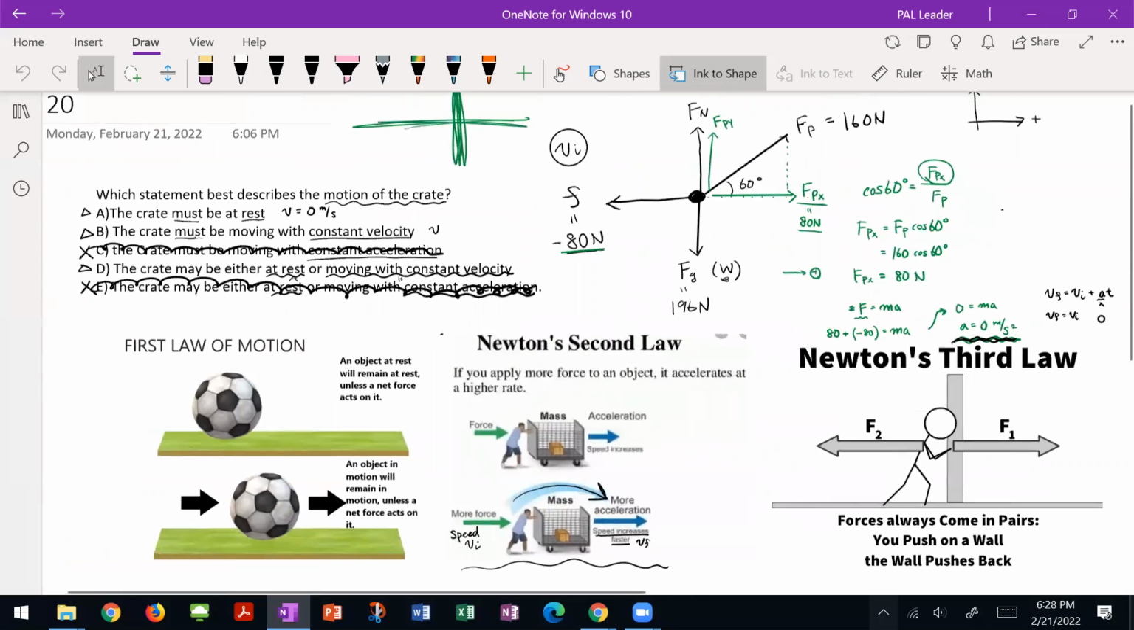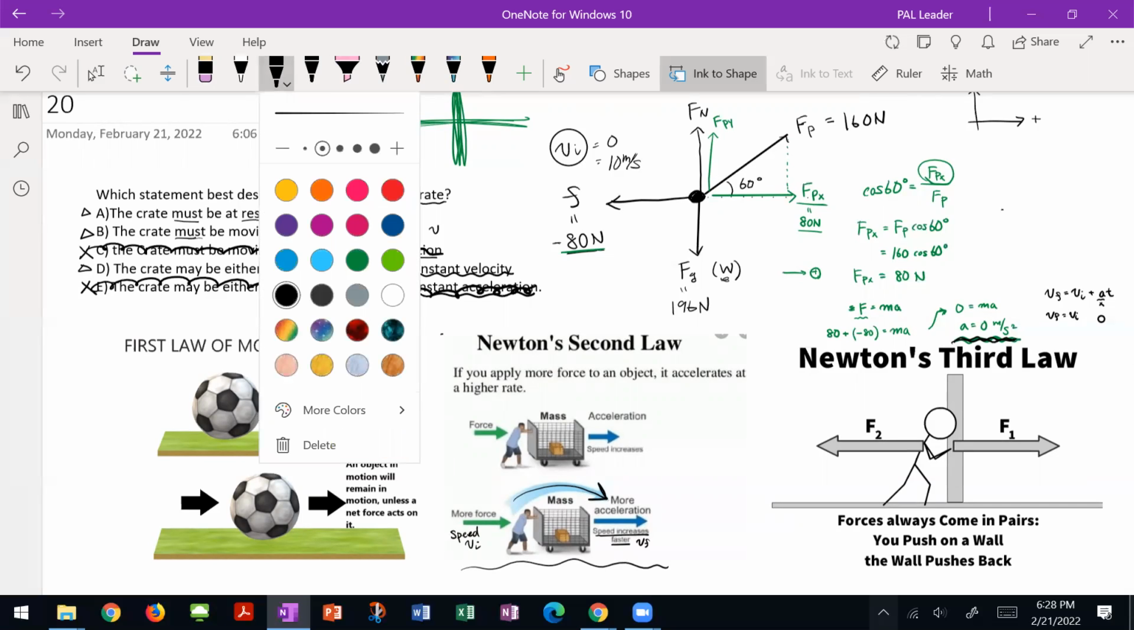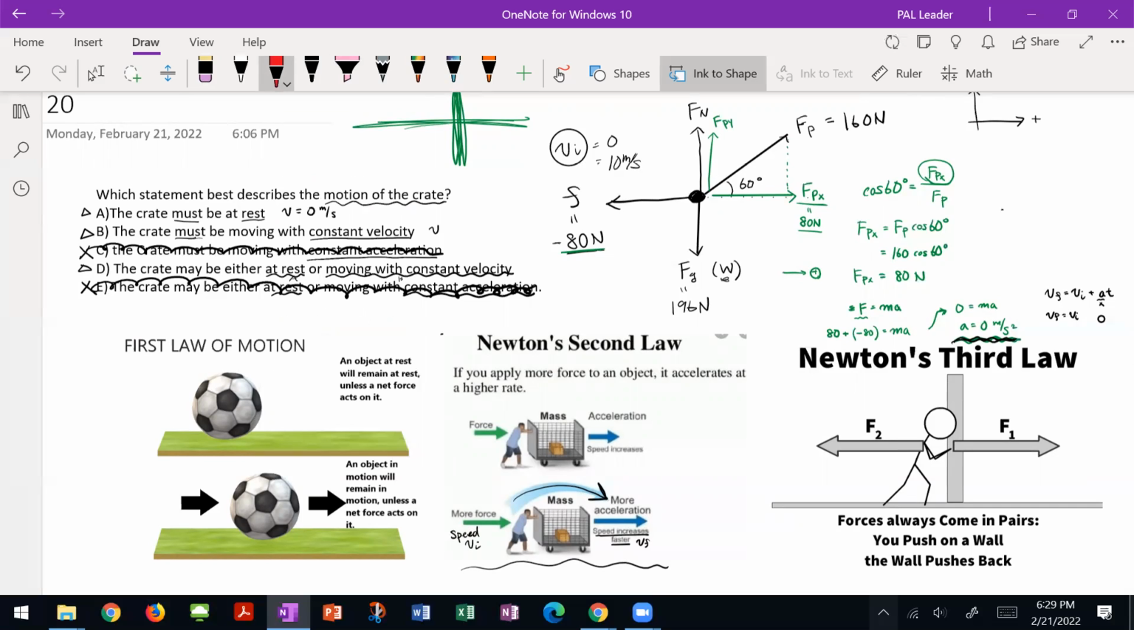And could this be at rest? Yeah, it could be. V initial might be 0, or it might be, I don't know, 10 meters per second. I don't know is the answer. So using those two I don't knows, I think the answer would be D. That is my guess.